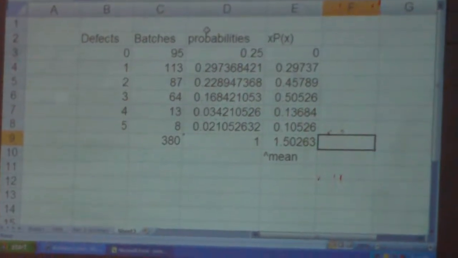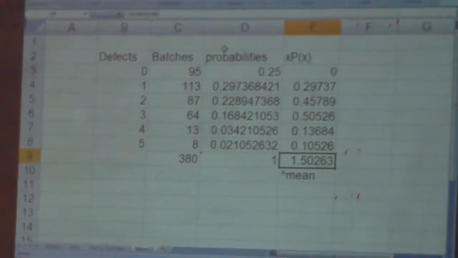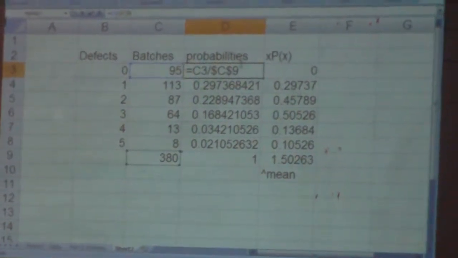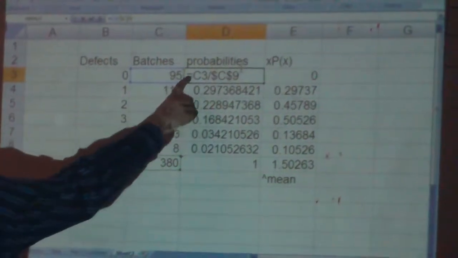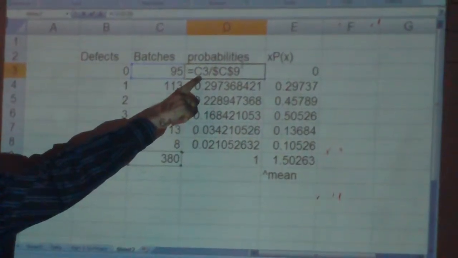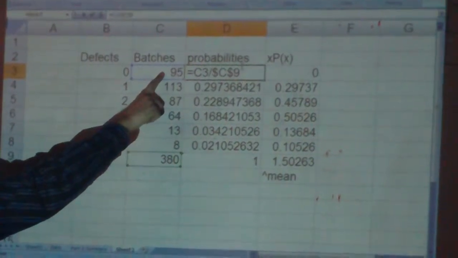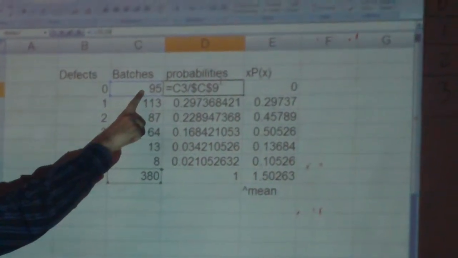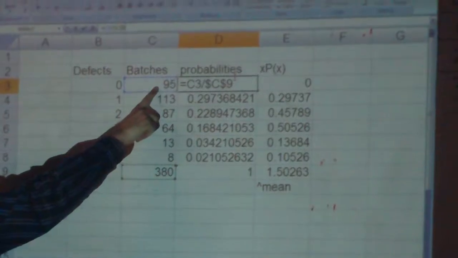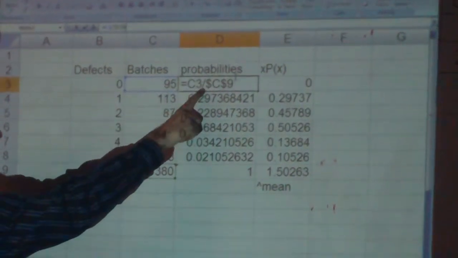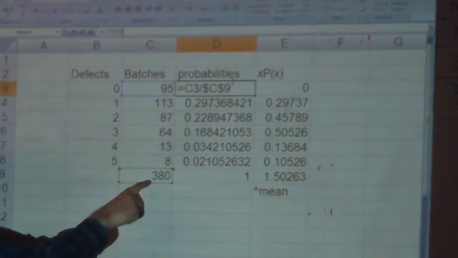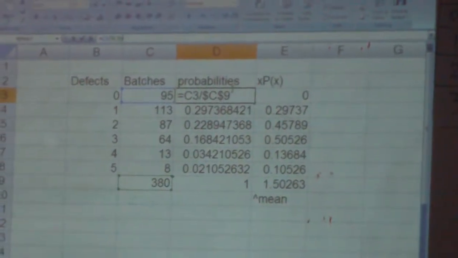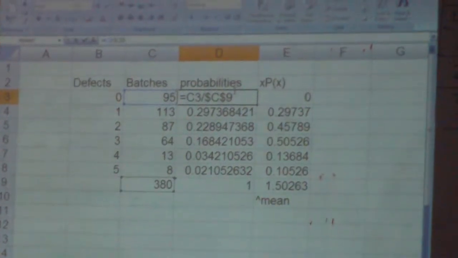Can I see the formula you did for the probabilities? I was trying to duplicate it on my computer and I didn't type my data. I type equals, and then I pick a cell from the number, right? The number of batches that has that number of defects. And then we divide by, and then you pick the total. But putting dollar signs in front of the letter and the number allows you to not have to retype that.